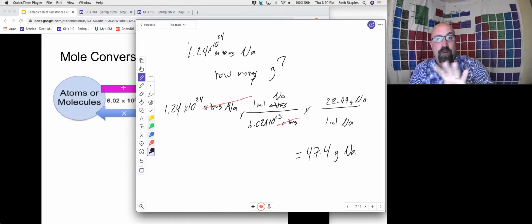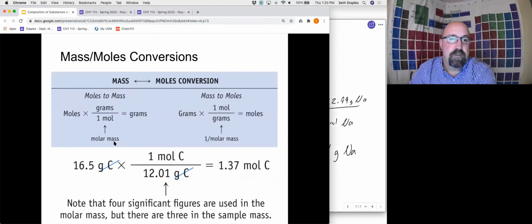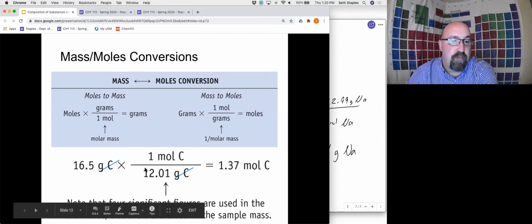I typically always use the conversion factor approach, and the examples that I use in lecture, I'm going to be using these as conversion factors. And so this just goes through a lot of what I was just showing. So here we have a mass to moles conversion. We're going to take our 16.5 grams of carbon, and we're going to divide it by our molar mass to get to our 1.37 moles of carbon.